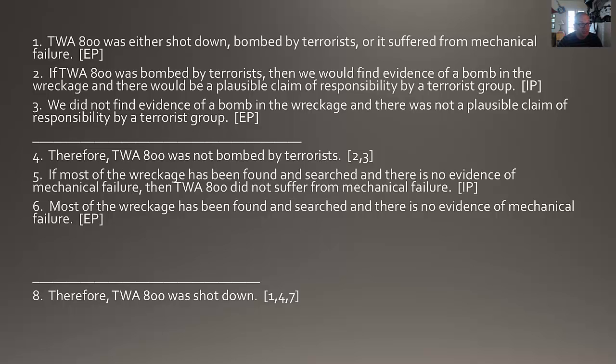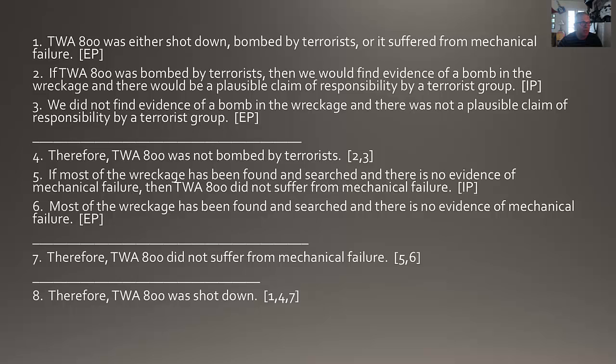So the author explicitly says 6. When I add 6 to 5, I get this intermediate conclusion. Therefore, TWA did not suffer mechanical failure. So now I've got the 2 sub-arguments, 2, 3, and 4, and 5, 6, and 7, and those support these conclusions, 4 and 7. And so my justification for 8 is 1, 4, and 7.